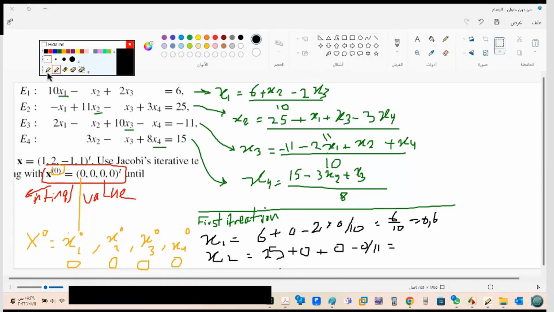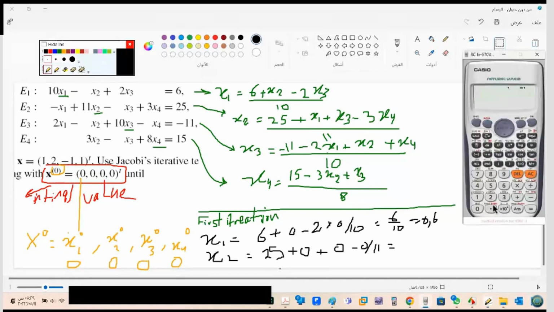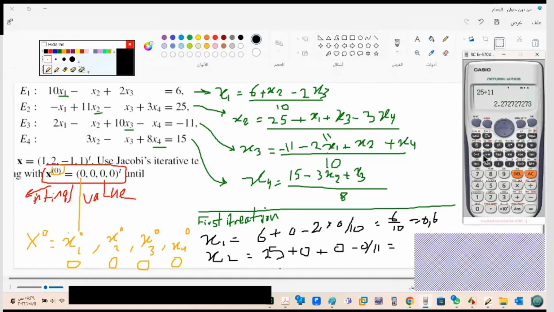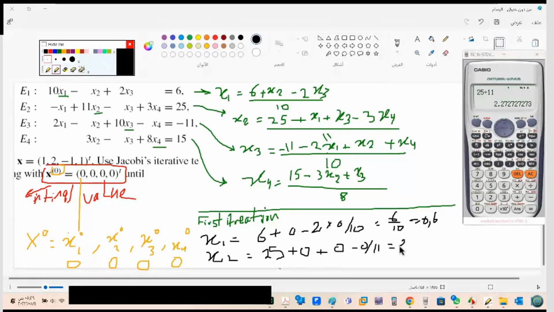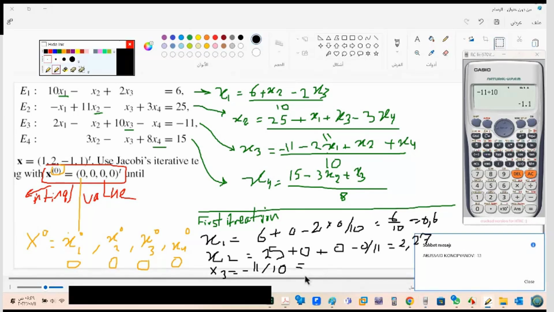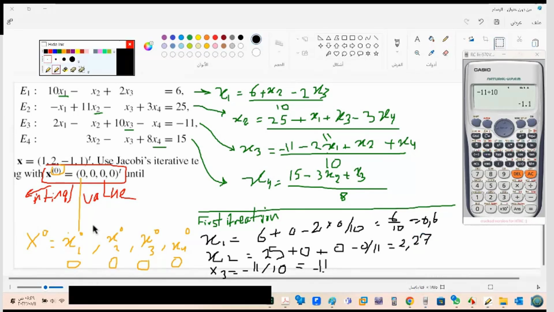Where is the calculator here? 25 divided by 11. So it is this value: 2.27. Yeah, I'm using calculator like you. 2.27. Now, X3 is minus 11, also 0 over 10. Same thing, so it is minus 11 divided by 10. It's 1.1, in minus 1.1.